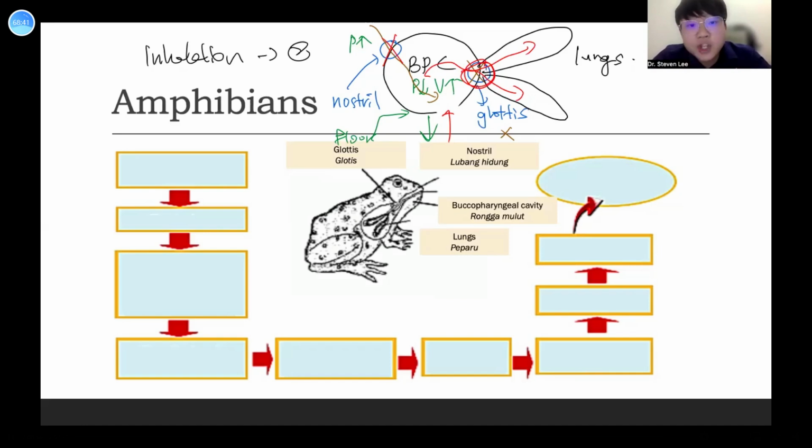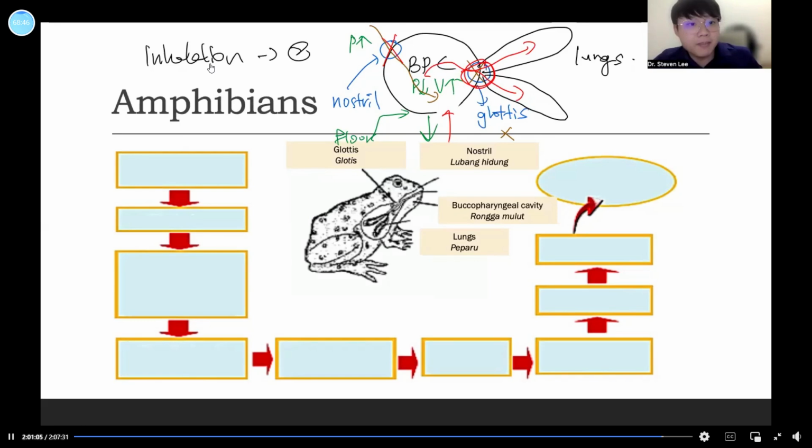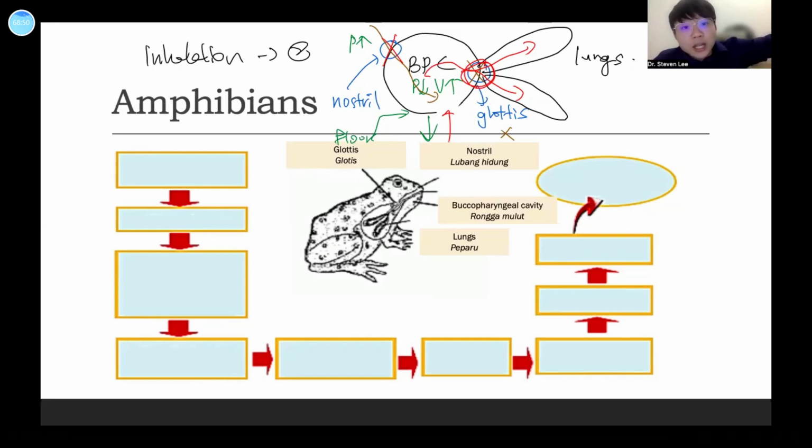So this is the difference between fish and amphibian. In the amphibian, there is something in the middle to block them. It's called glottis. So the inhalation is 2 steps. And the 2 steps are opposite of each other. So it's very easy. So they store the air all in the buccopharyngeal cavity, then push into the lungs.